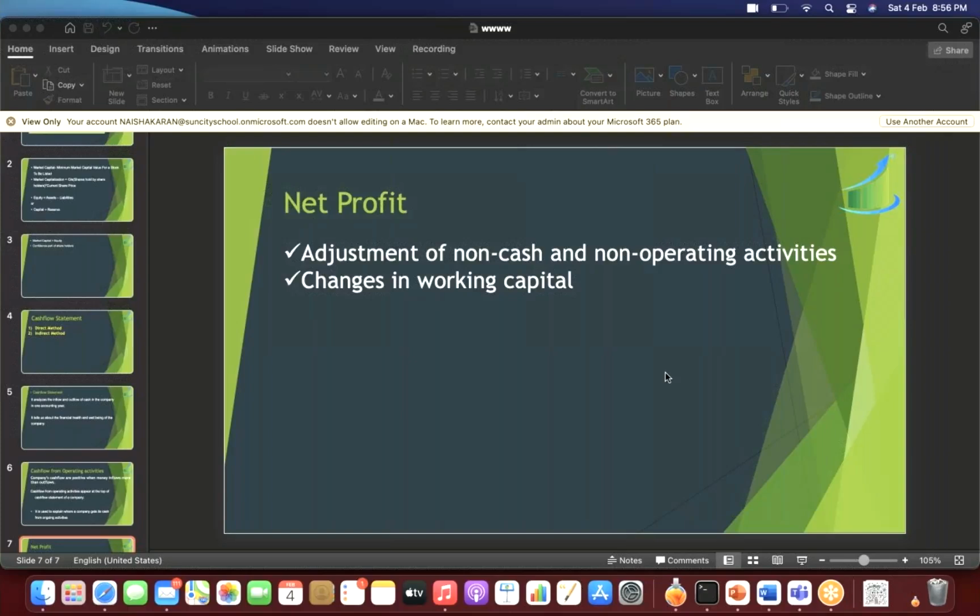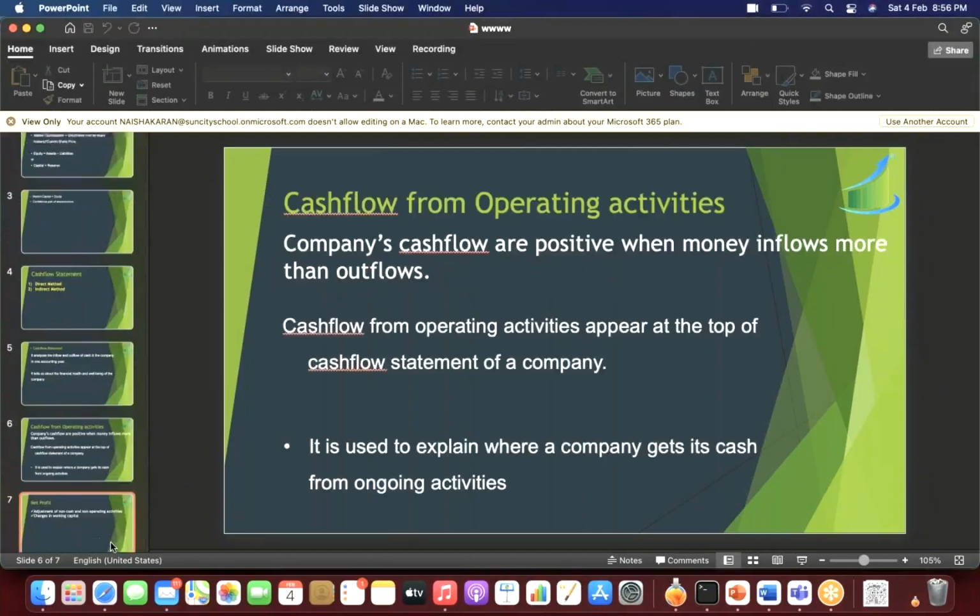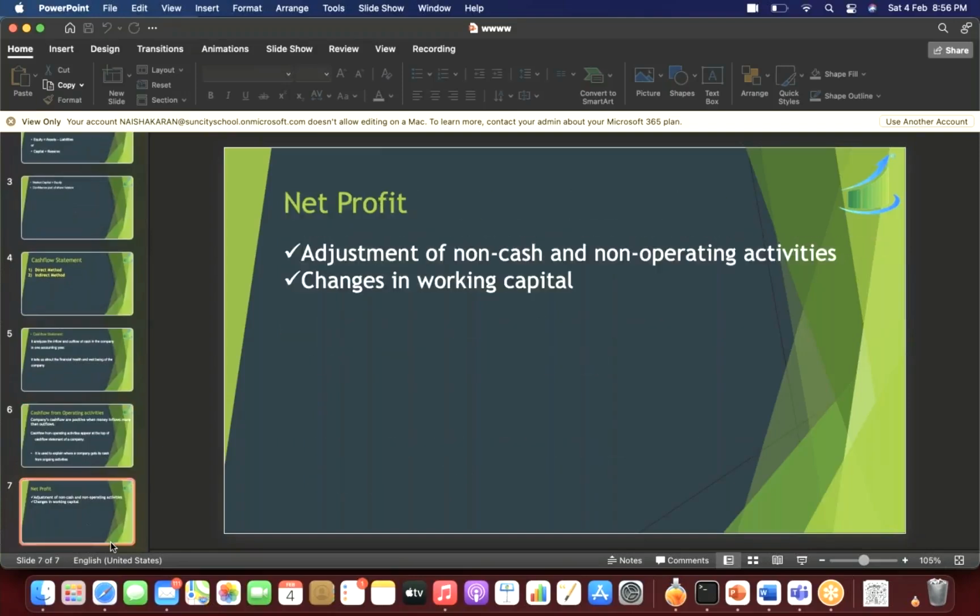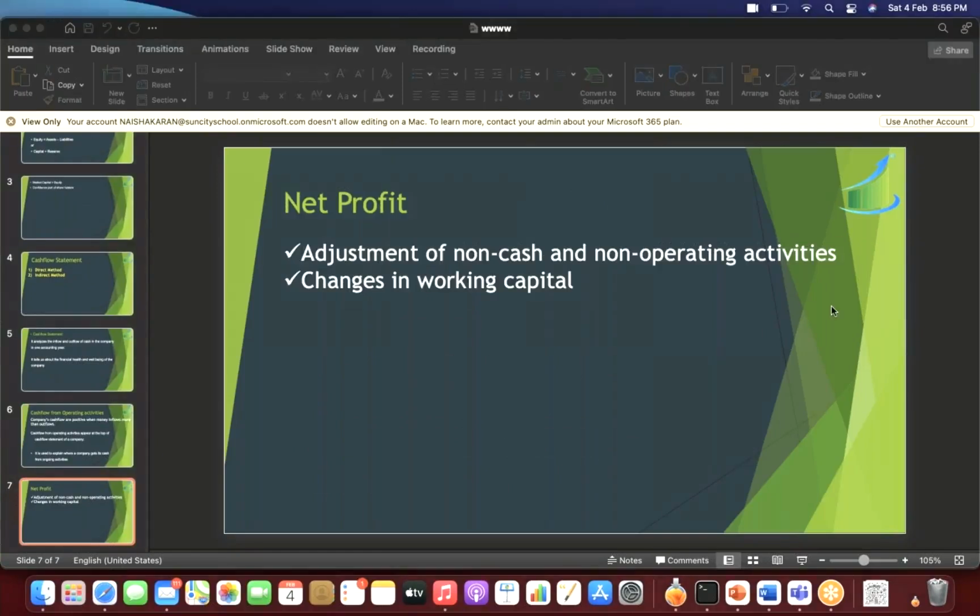Whereas, if I think about it from the creditor's point of view, creditors are people to whom the business owes money. If the creditors are decreasing, that means we are paying money to the creditors. That means there is outflow of cash. So that is what is referred to as changes in working capital. This is the beginning of cash flow from operating activity. We will be doing it in more detail.